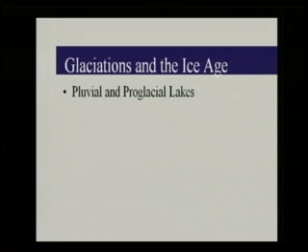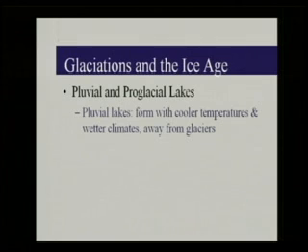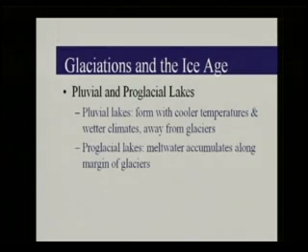Pluvial and proglacial lakes formed. What's the difference between these? A pluvial lake forms with cooler temperatures and wetter climates, but it's away from the glacier. It's at a distance from the glacier. Proglacial lakes, on the other hand, form as the meltwater accumulates along the margins of the glacier. So proglacial lakes form near the glacier, pluvial lakes form farther away from the glacier because of cooler temperatures and wetter climates.